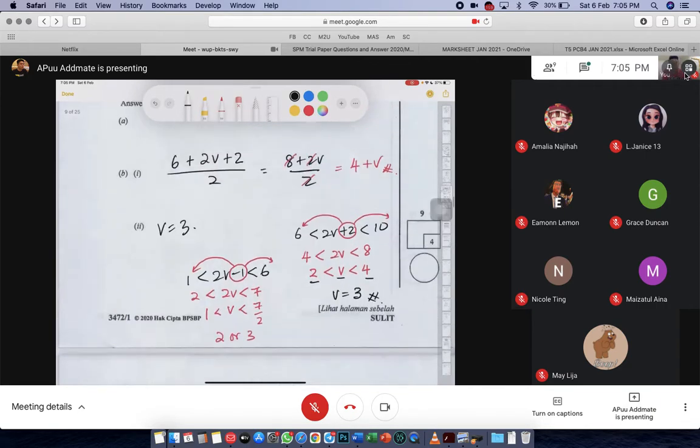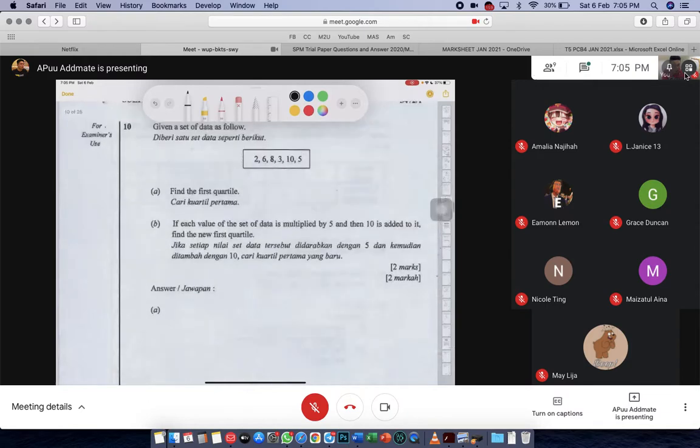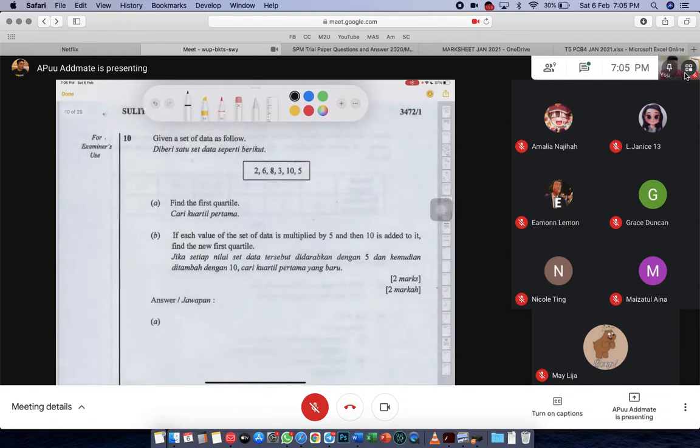Kita tengok soalan nombor 10. Question number 10. Alright, question number 10. Question number 10 is simple. Soalan 10 tu simple. Okay, I give you 2 minutes. You try it out. Soalan nombor 10. And you tell me the answer.